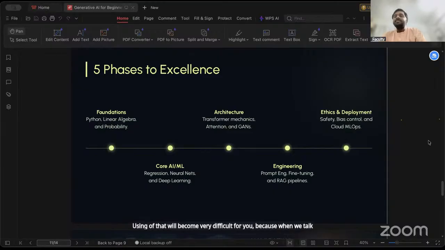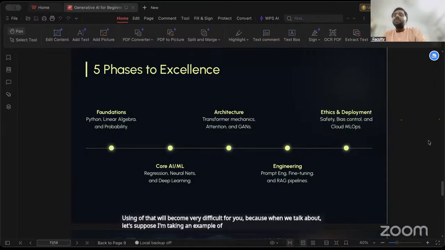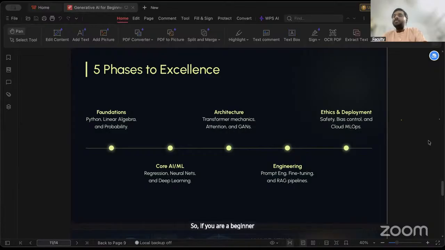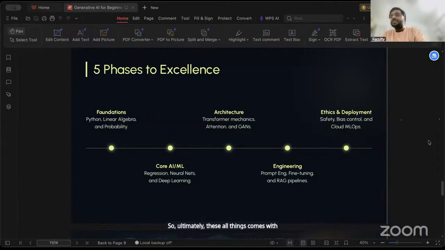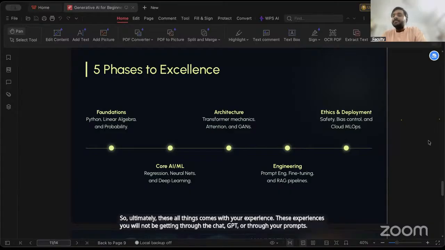Let's suppose I'm taking an example of SVM. If you are a beginner, you might be using SVC, support vector classifier. But until and unless you are clear what type of data you have, whether linear data or non-linear data, and depending upon that, what kind of kernel you are selecting, whether the RBF kernel, that is radial basis kernel, or polynomial or quadratic. Ultimately, all these things come with your experience. These experiences you will not get through ChatGPT or through your prompts.